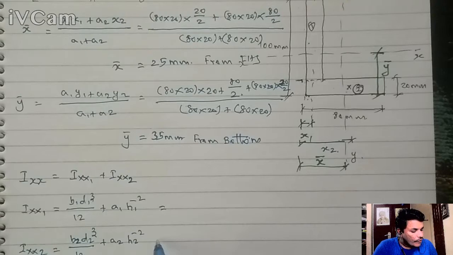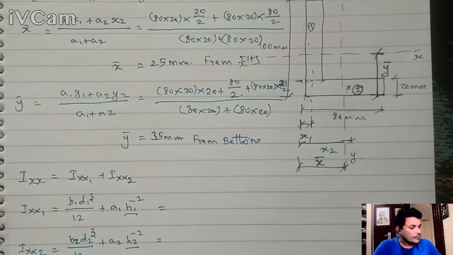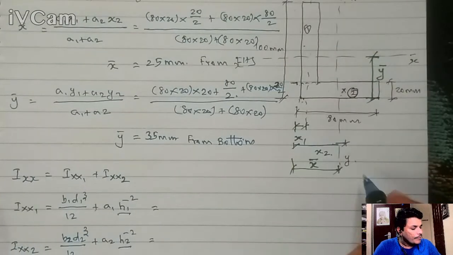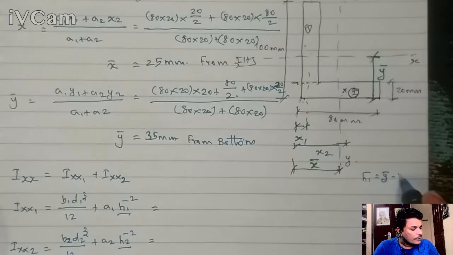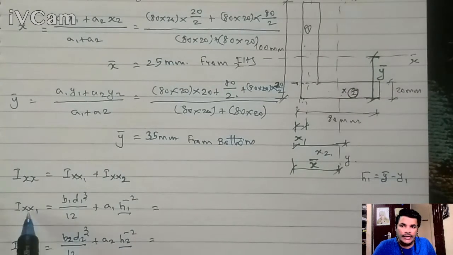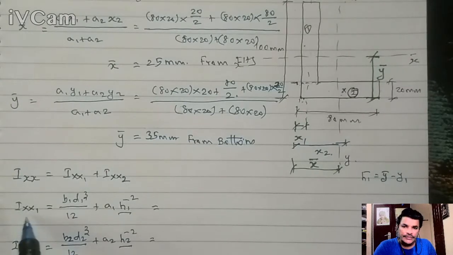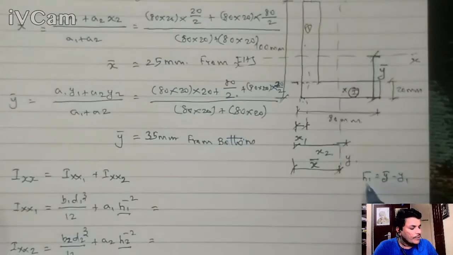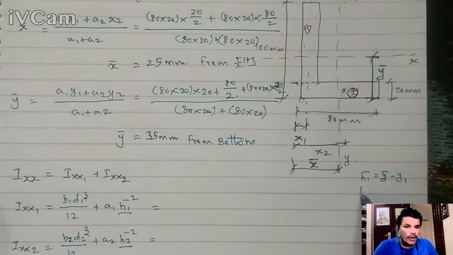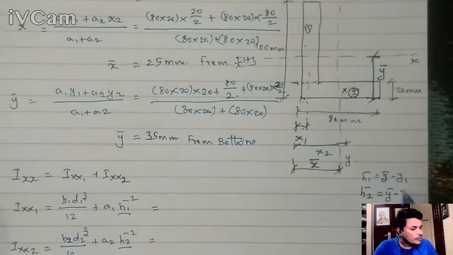Okay, now what are h1 bar square and h2 bar square? That we need to know. So h1 bar is equal to y bar minus y1, because I am calculating Ixx. I already told in the first video presentation, if you are calculating the moment of inertia about xx, you need to apply the centroid of y. So h1 bar equals y bar minus y1, and h2 bar equals y bar minus y2.